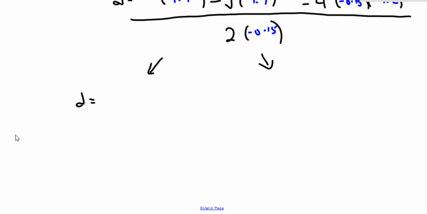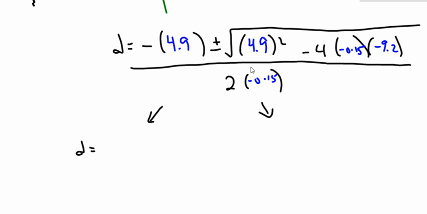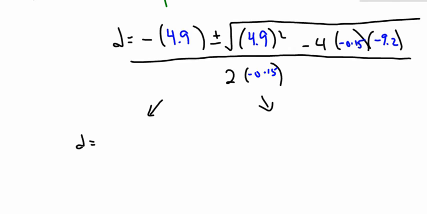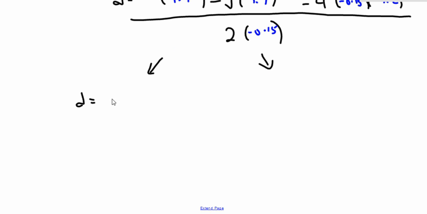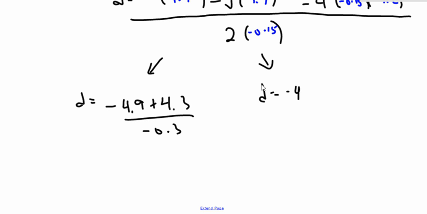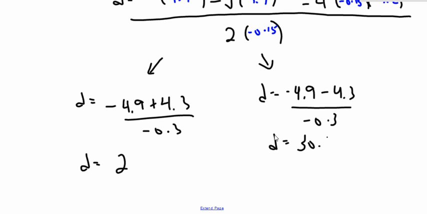So when I calculate this big square root number, I end up getting 4.3. So one root would be negative 4.9 plus 4.3 divided by negative 0.3. And the other one would be negative 4.9 minus 4.3 divided by negative 0.3. So I get d equals 2, and I get d equals 30.67.